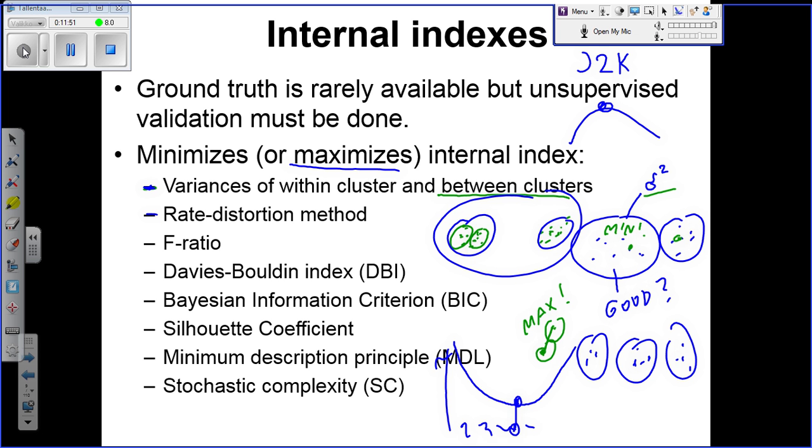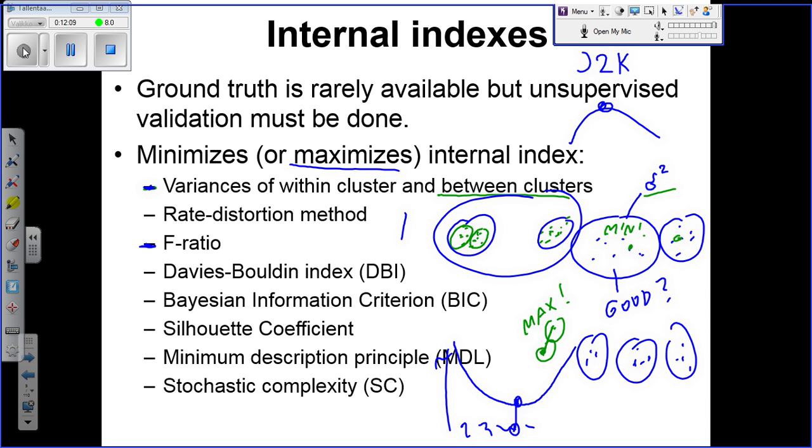So the rate distortion theory is basically this: you want to balance the rate, how many bits you invest, and the distortion, how much error you allow. But yeah, okay, I think it would be too difficult to study.